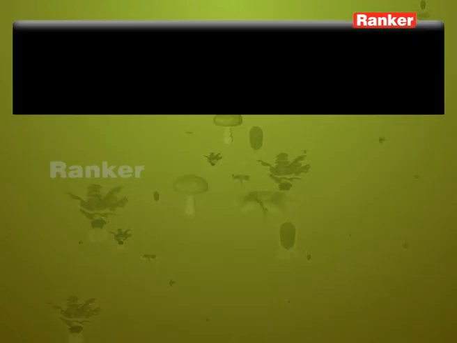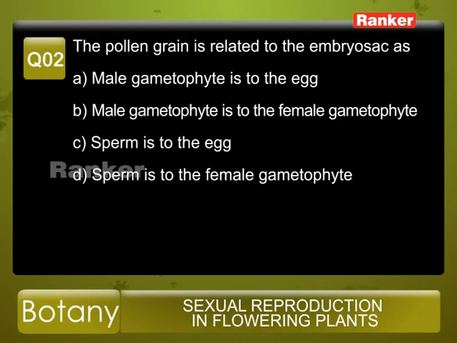Question number two, the pollen grain is related to the embryo sac as. The given options are: A, male gametophyte is to the egg; B, male gametophyte is to the female gametophyte; C, sperm is to the egg; and D, sperm is to the female gametophyte.